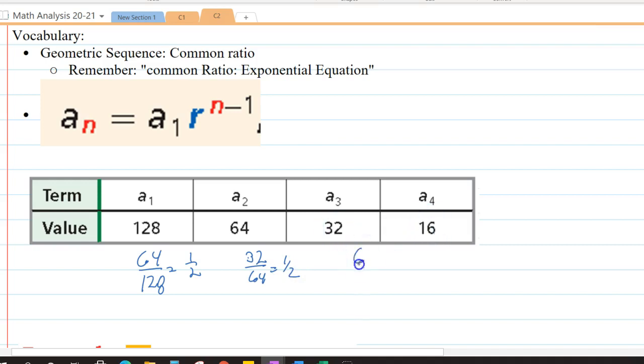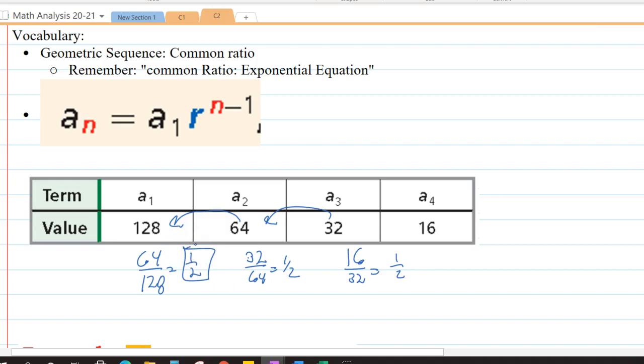16 divided by 32. 16 divided by 32 is equal to 1/2. Now, this is important. We said that the second term has to be divided by the first. If you go backwards, you'll have an upside down fraction, and then you'll get the answer wrong. So does this have a common ratio? Yes, our common ratio is 1/2.